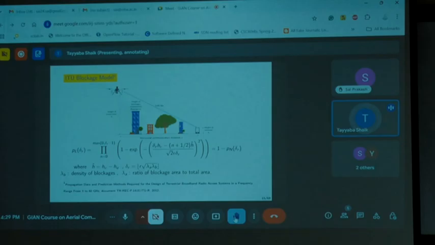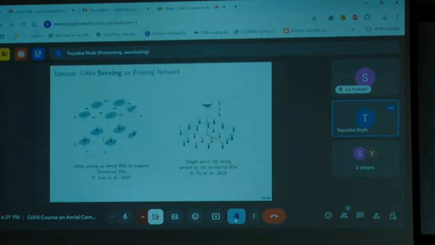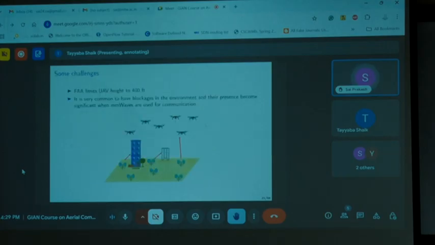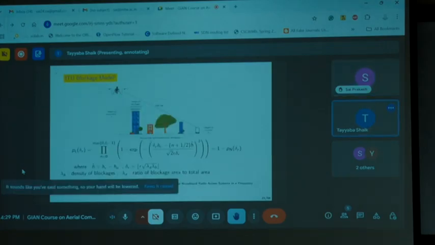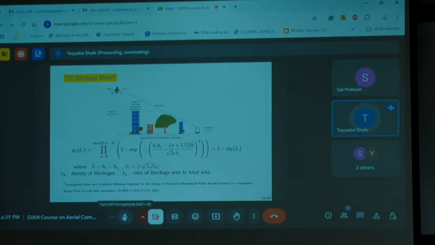So one simple model people have been using is this ball model, wherein... Professor Sai Prakash has a question. Yeah, okay, ma'am. Epsilon you have used, is it the environment or what, madam? Epsilon is the average building height. I'm sorry, I forgot to mention it here. Epsilon is the average building height in a given environment.